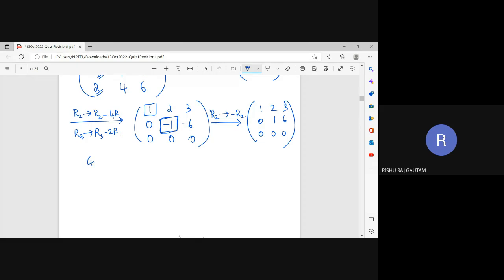But when you do 4R1 minus R2, you're doing two things simultaneously, right? One is a scalar multiplication on R2 and you're adding it to another row. Like, we can do it in two steps, right? You have to do one step. It means one row which is already getting affected cannot be involved in any other operation in the same step.